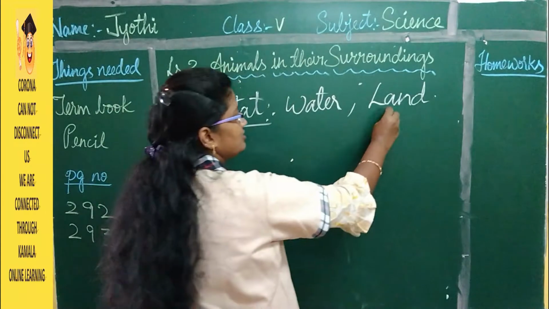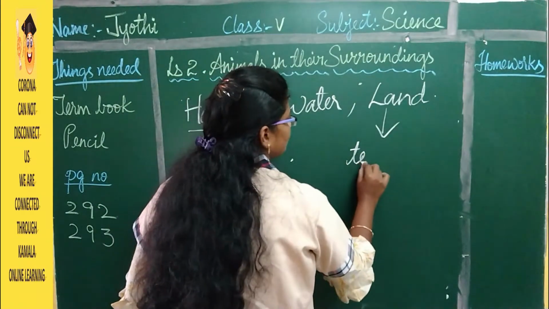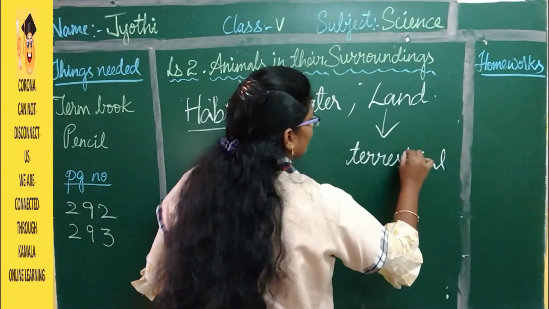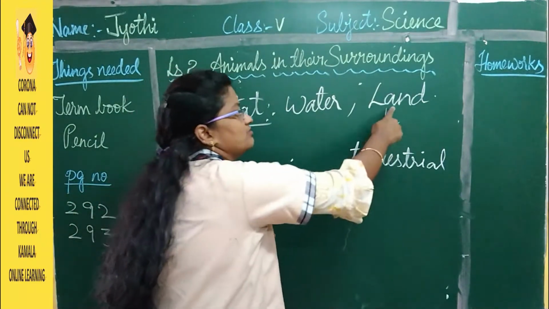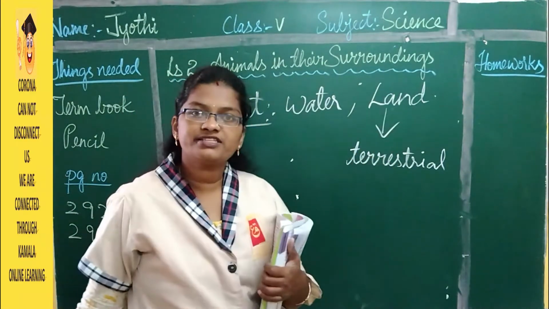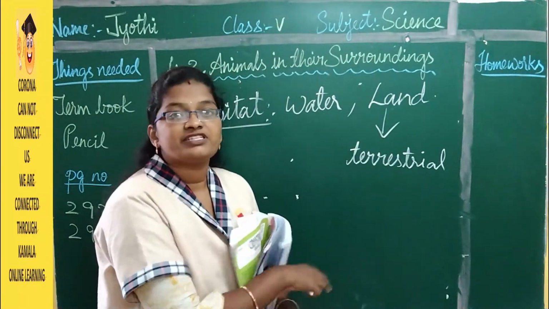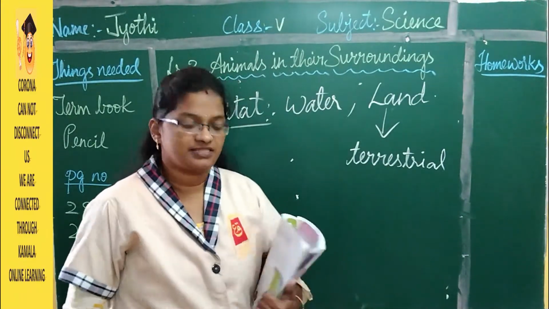The animals which live on land are called terrestrial animals. Whereas when it comes to plants, the plants which live on the land are called terrestrial plants.